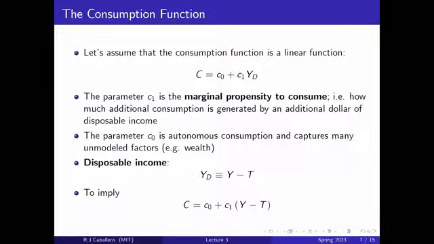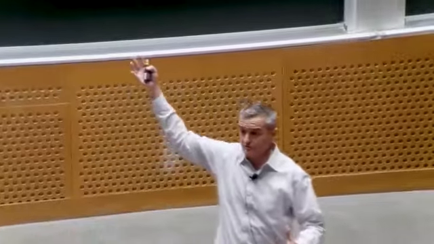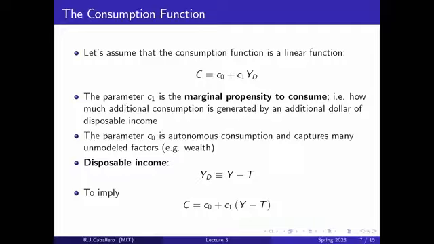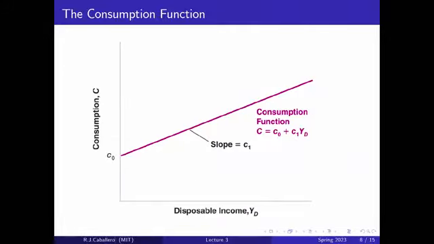And remember, from the alternative ways of measuring GDP, income is the same as output. So when I say income, because that's what is relevant for the consumers, it's the same as output. That was our consumption function. It had an upward slope because there is a marginal propensity to consume, C1.